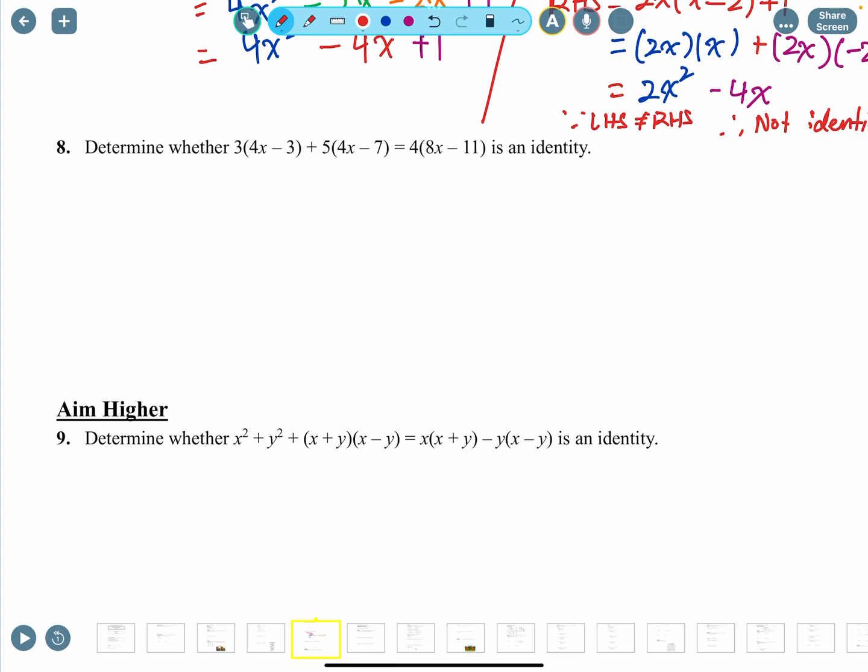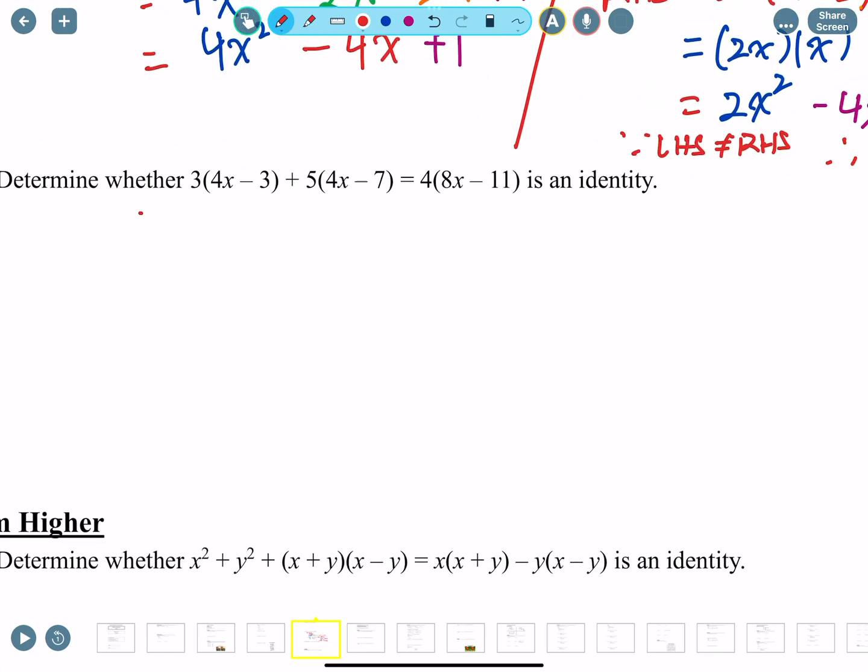So number 8, determine whether it's identity or not. So now we don't know. We are not sure if it's identity or not. This time I'm going to go really quickly. So left hand side equals 3(4x - 3) + 5(4x - 7).